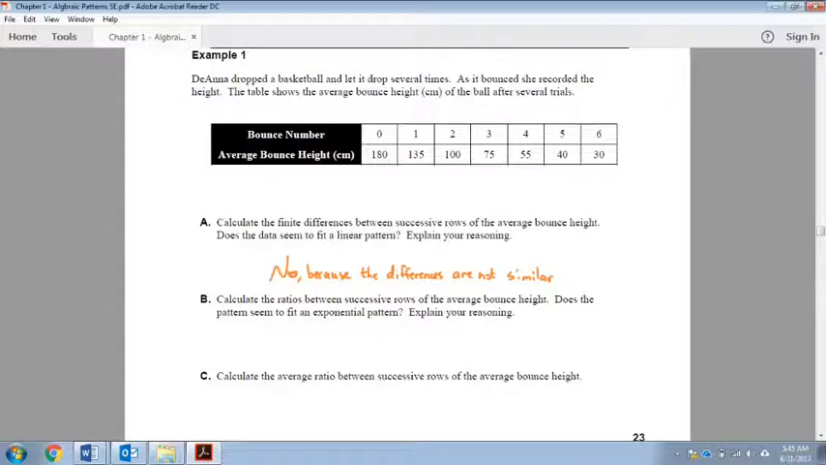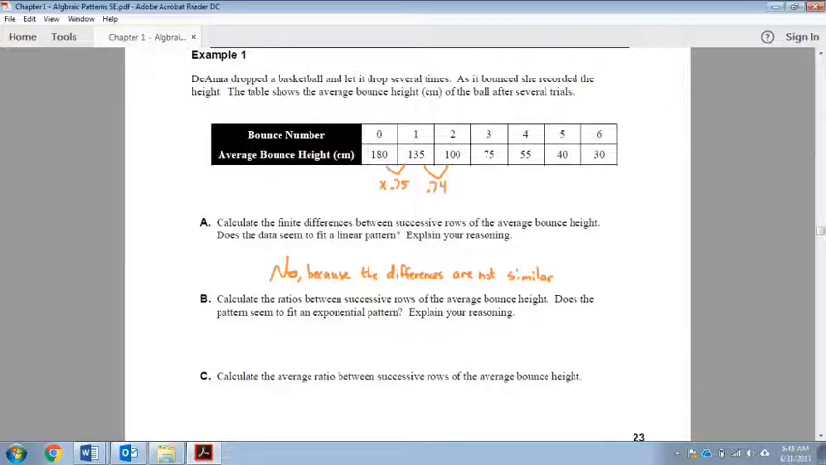Okay, so let's calculate the ratios. Literally we take one and divide it by the previous. So 135 divided by 180 is 0.75. So this is a multiply by 0.75. 100 divided by 135 is 0.74. It's like 0.74074074, but we're just going to go 0.74. Okay? And then keep on going.